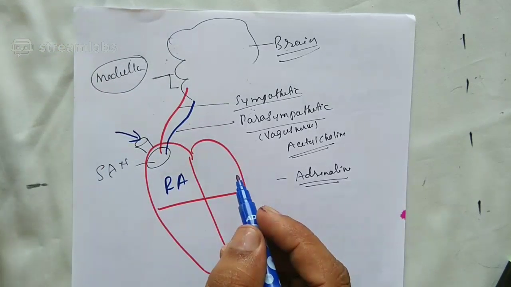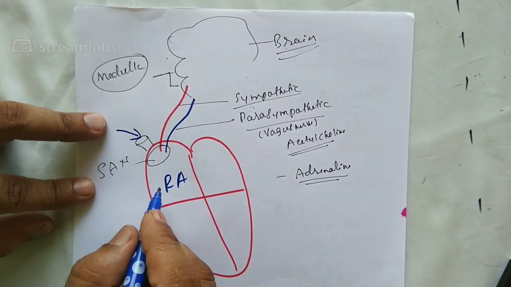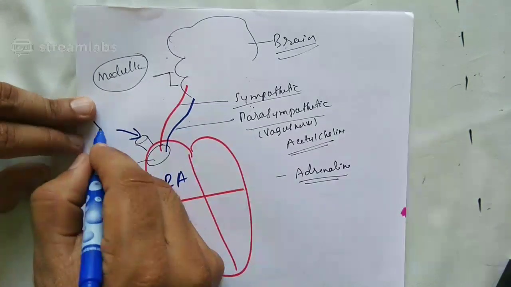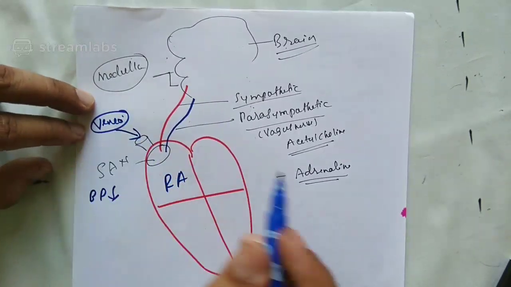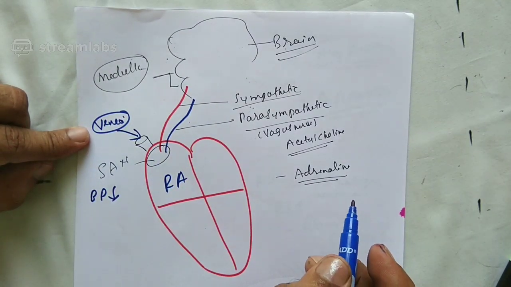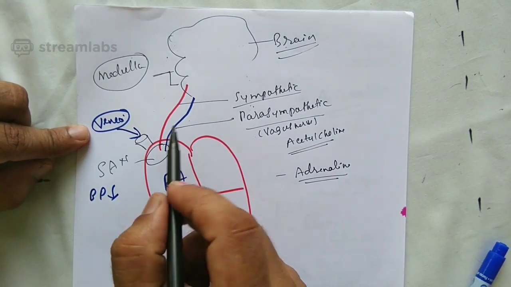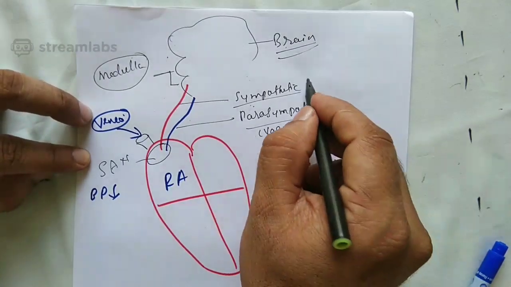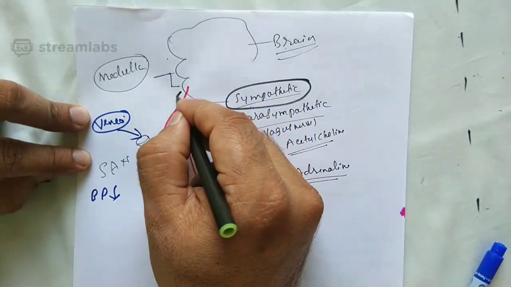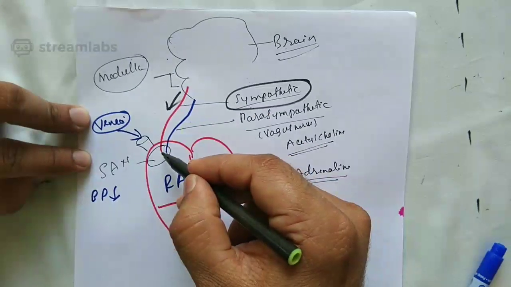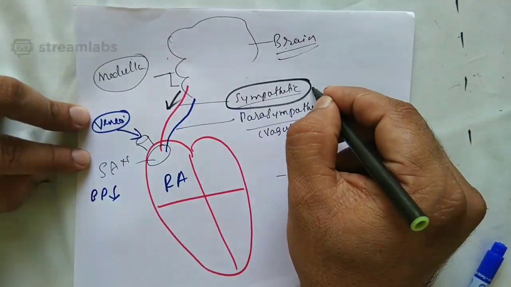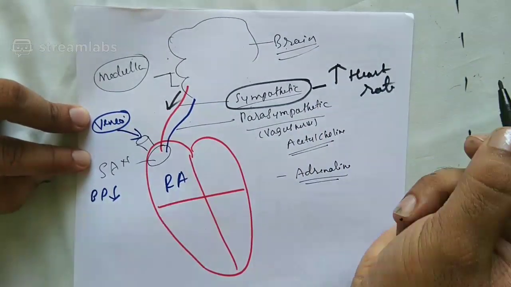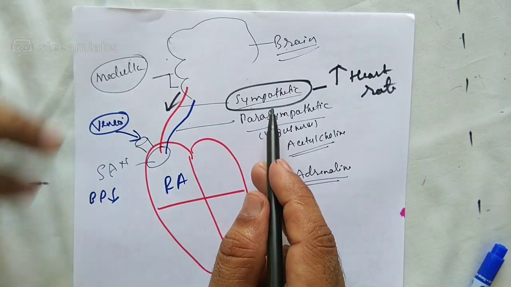How? See here. Whenever the blood pressure is less, blood flow to the vena cava becomes less. When blood flow to the vena cava becomes less, then the sinoatrial node will get a signal from where? Sympathetic nerves. The sympathetic nerves will send a signal to the sinoatrial node, and because of that, they are going to increase the heart rate. So heart rate is increased by sympathetic nerves because they act on whom?